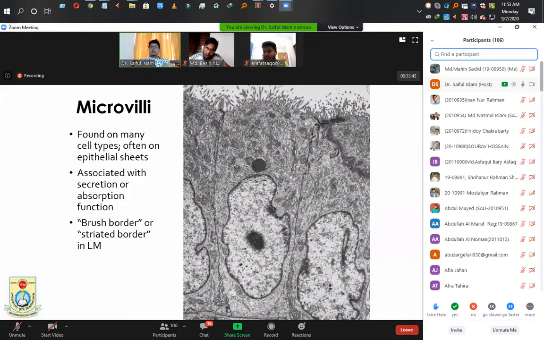Just think about the digestive system. What you are eating, this food should be absorbed. Otherwise, you are eating but you feel weak because there is no absorption. So for absorption, to increase the rate of absorption, the intestinal cell membrane forms small hair-like structures. That's called microvilli, to increase the absorption rate manifold.